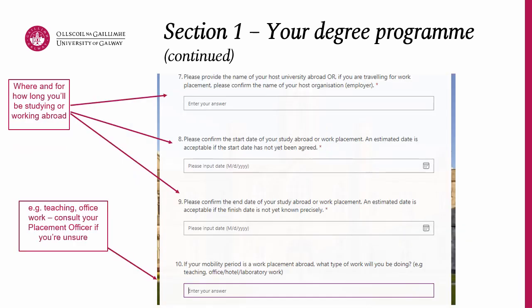Next, we ask for the name of your host university or your host organisation abroad. The start date is the date when you're required to begin attending the university or the place of employment, not the date of your arrival because you've already given us that. The end date will be the end of semester or end of exams or the last date of your employment. If you'll be on a work placement, please describe very briefly what kind of work is involved.